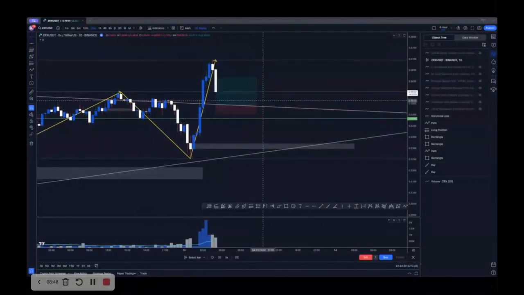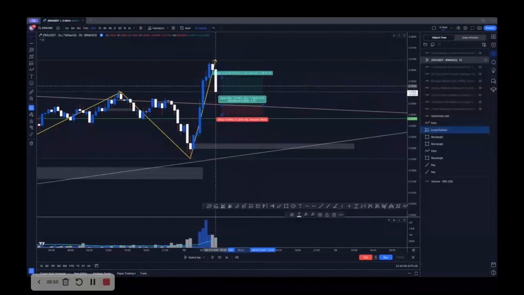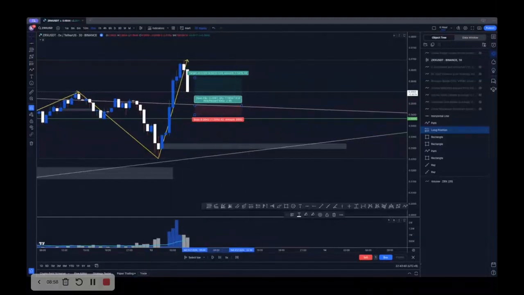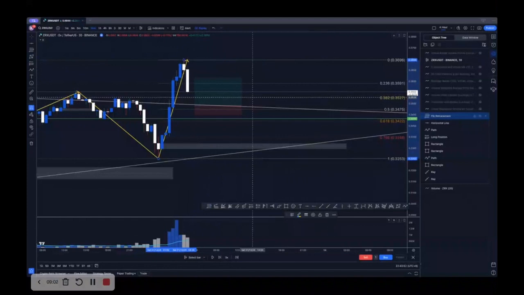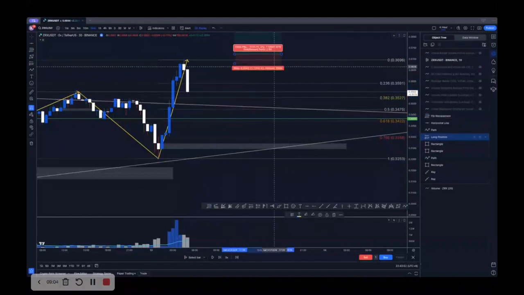So I wouldn't really enter until we have a confirmation of a successful retest. But if we do have a successful retest, it could really mean this is going to be pretty decently bullish, right? Another way you can look at it is also use the fib retracement to see potentially how far it's going to go back.